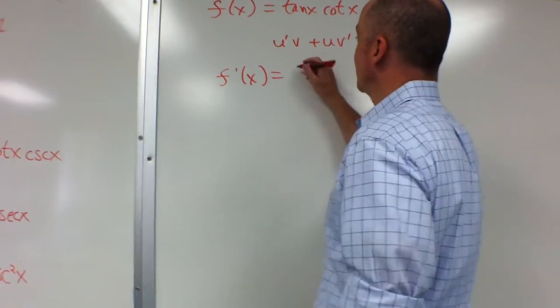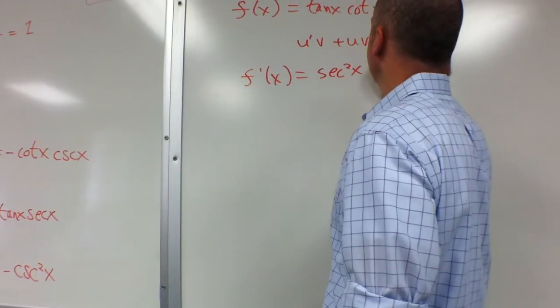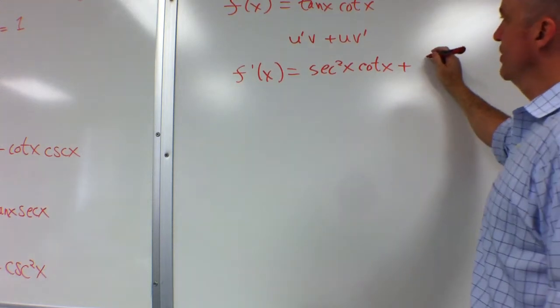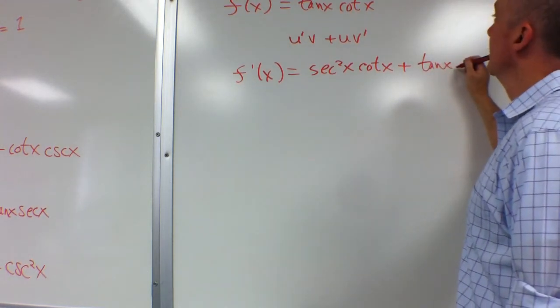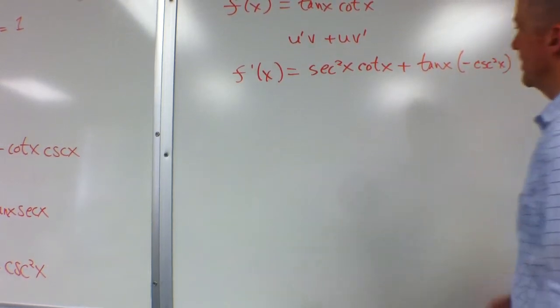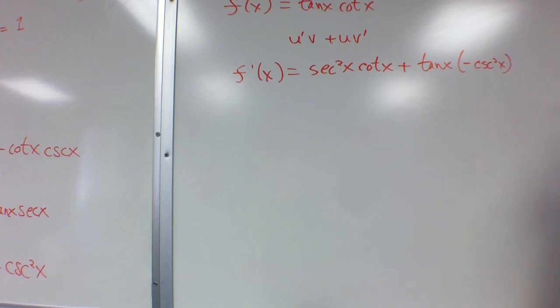Okay, so derivative of tangent, secant squared. v is cotangent x plus u, which is tangent x. Derivative of cotangent is negative cosecant squared x, right? Now this is like verifying a trig identity, like we did last year. Prove that this should really equal 0, if we've done it correctly. Have I plugged in my u primes and u's and v's and v primes correctly? I think so. All right.